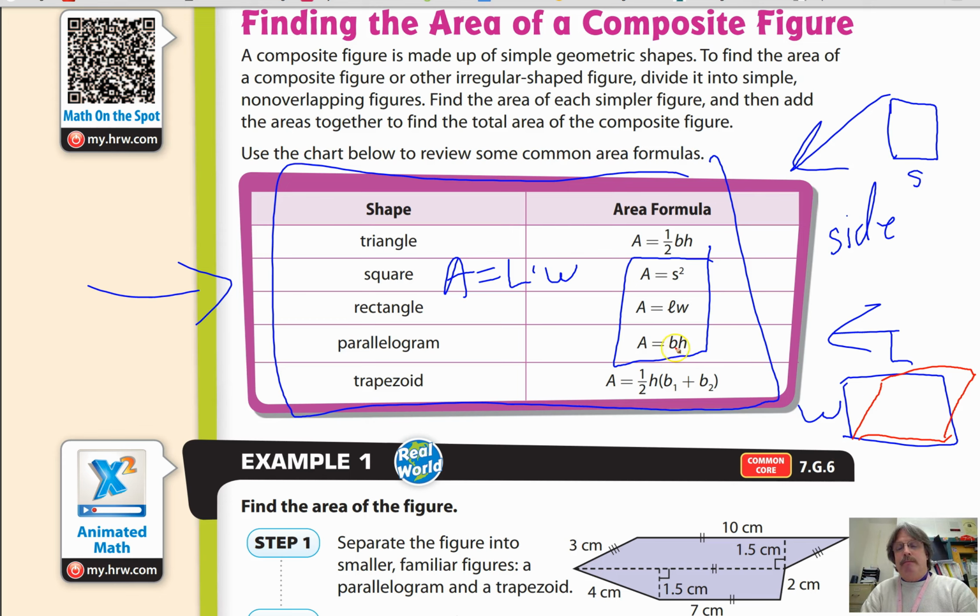But here they use B, which stands for base, and then they have H, which stands for height. Same thing. Base times height, length times width is all the same. And then you have your trapezoid. Of course, remember this is what a trapezoid looks like. So this is the height. This is base 1. This is base 2. And then this is your height going up here. And that would be the pieces that you would have.